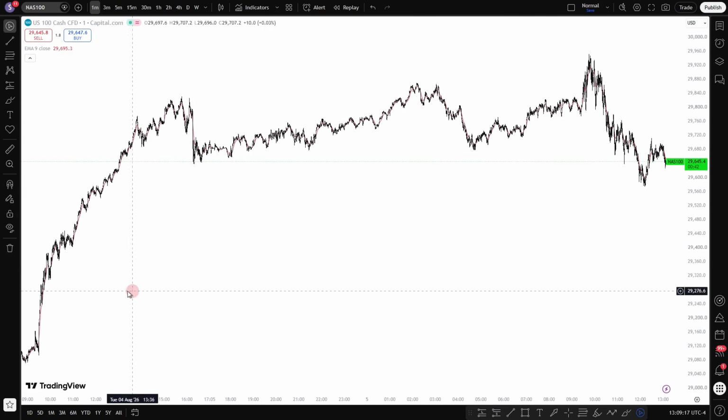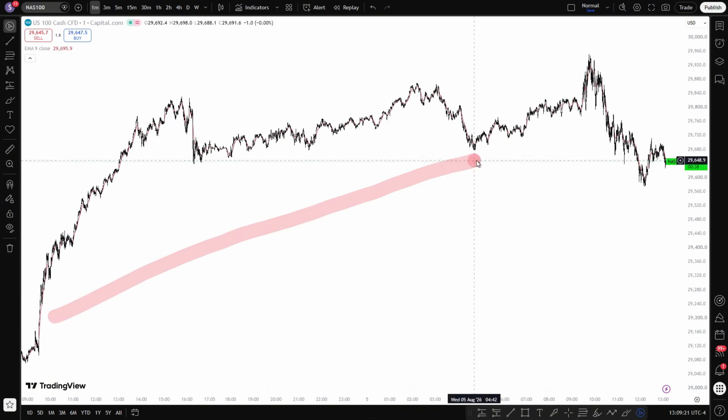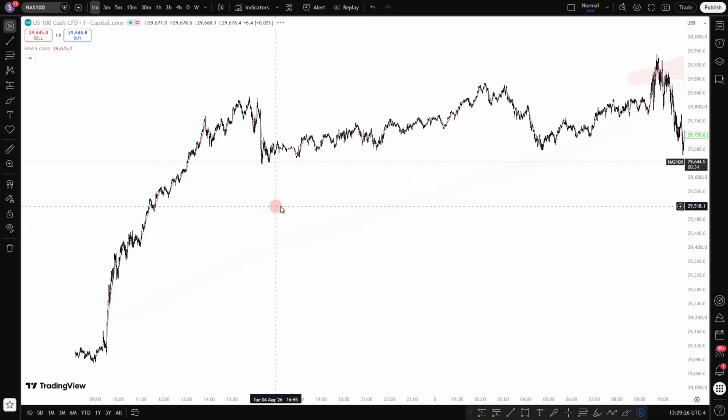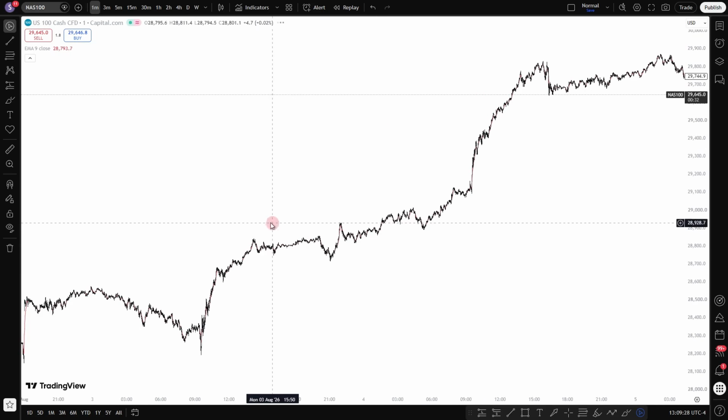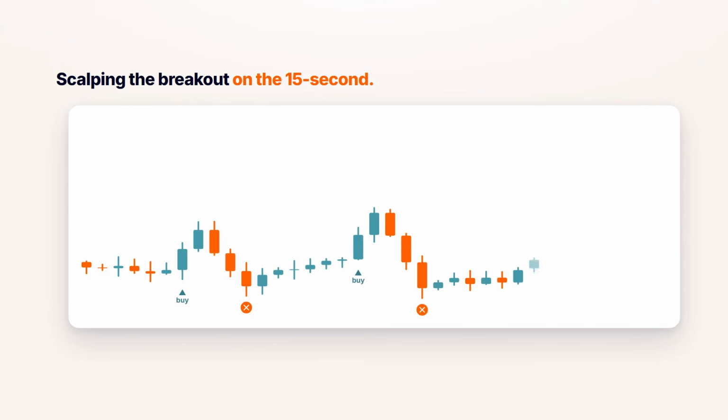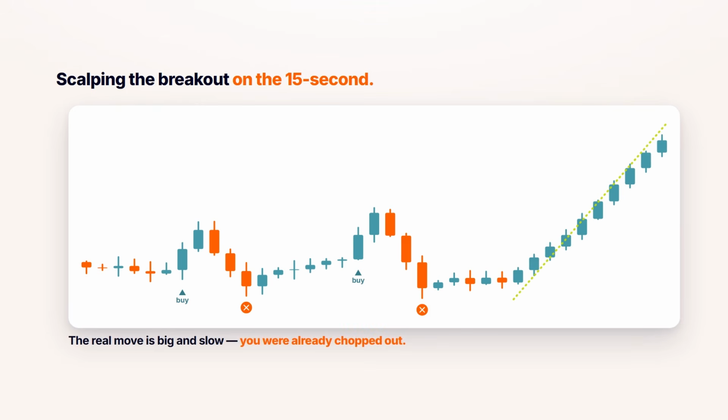So the real moves are big and slow, and when you scalp tiny breakouts, you're gonna spend the entire day getting chopped up waiting for the move you're trying to catch. Remember that we said that NQ intraday, it chops a lot. So if we try to catch a trend on those lower time frames, it's just not gonna work out. We're basically fighting the nature of price of NQ.